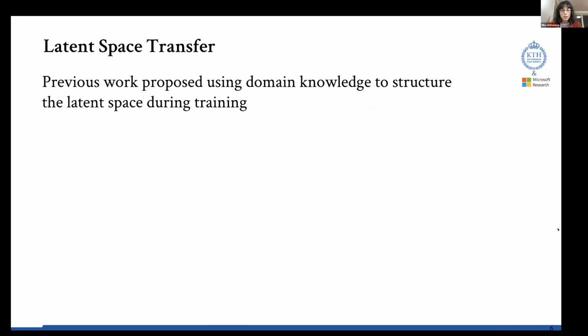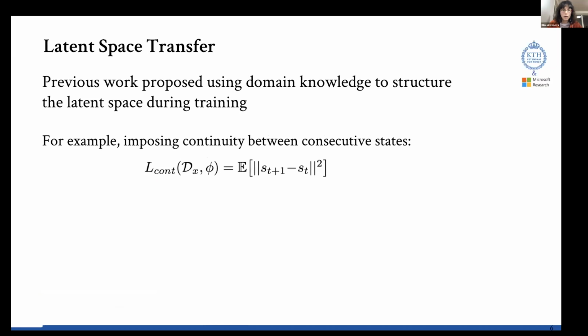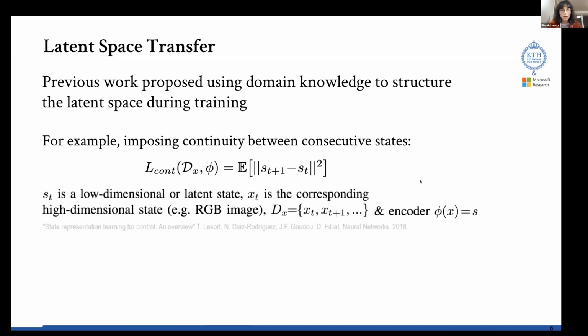Now, this relations view has previously been helpful for learning better latent spaces, in particular in robotics or in anything that involves a dynamical system, where something about the properties of the latent space is known from domain knowledge. For example, we can postulate that the previous state of the dynamical system is not too far, or somehow continuous. And this relation of it being not too far from the previous state is something that we can put as either a constraint or an additional loss when learning to encode the high dimensional data into a low dimensional data.